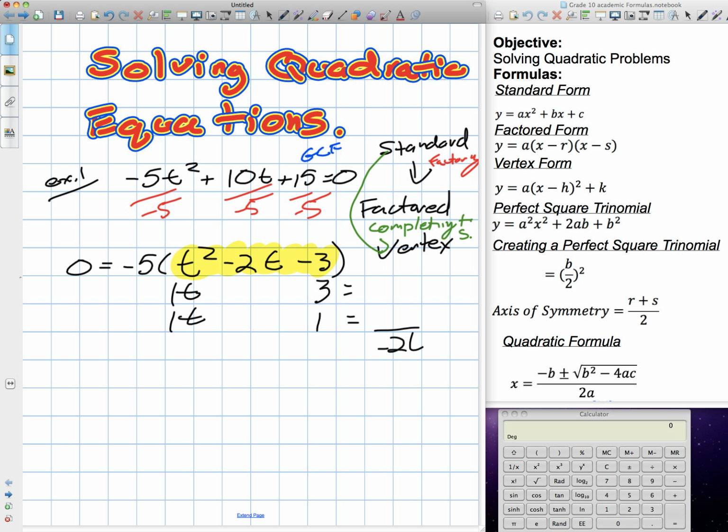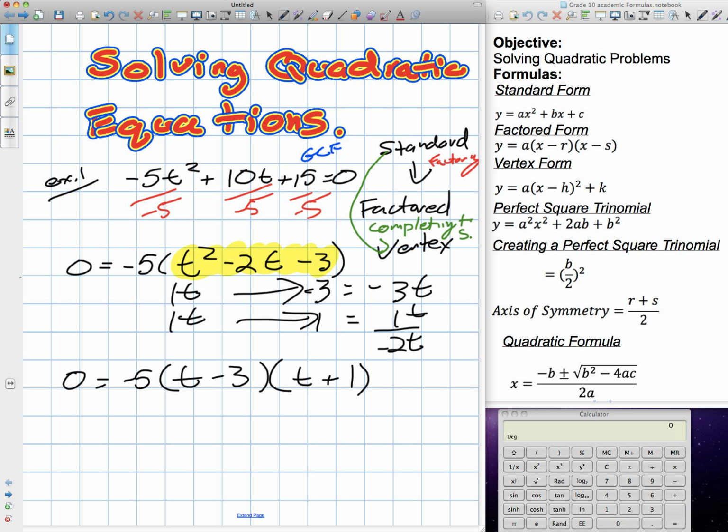Obviously we're multiplying them across, so we get 3t and 1t, and the 3 needs to be negative. So that means this term here has to be negative. When we go to put it back into factored form, our a is -5. t will be the first term in each, and -3 and +1 are the second terms.